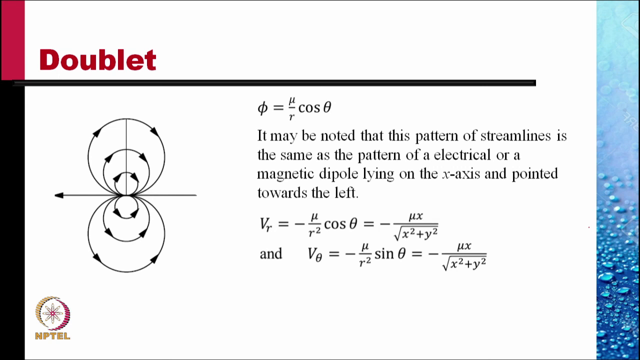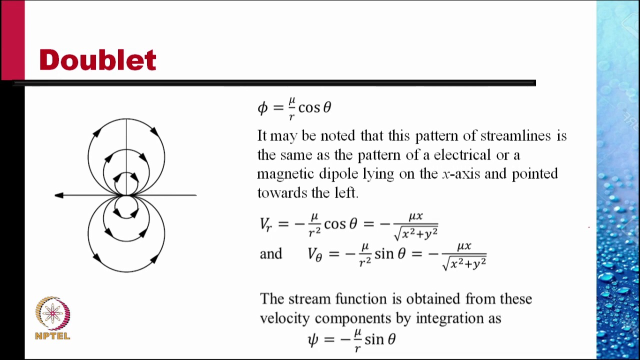The r component of velocity is obtained as minus mu divided by r square cosine theta, and the theta component of velocity is obtained as minus mu divided by r square sine theta. The stream function obtained from these velocity components by integration is minus mu divided by r sine theta. Now, we are interested in doublet because if we superimpose on this a uniform flow, we get the flow past a circular cylinder.